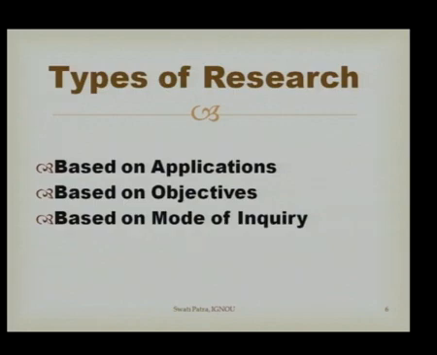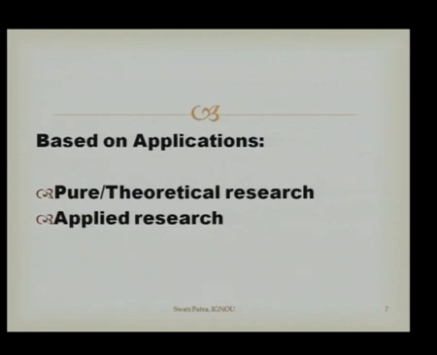So first, based on the applications, we can have two types of research, that is pure research or theoretical research, and then applied research. Now what do we mean by theoretical research? Theoretical research mainly focuses on studying the concept or the variables. For example, if we study attention or memory in psychology, we can say that it is theoretical research.